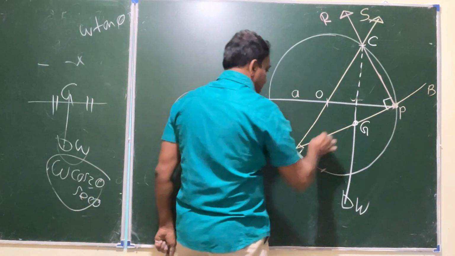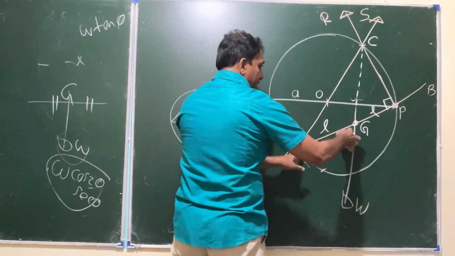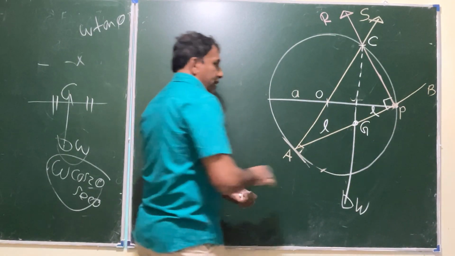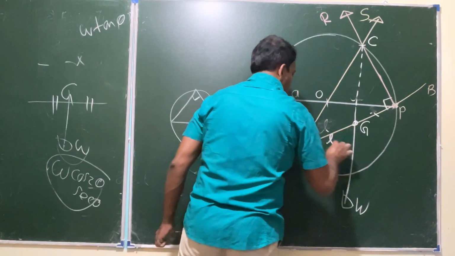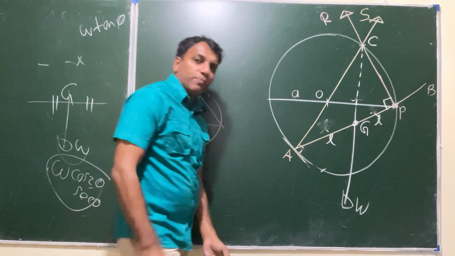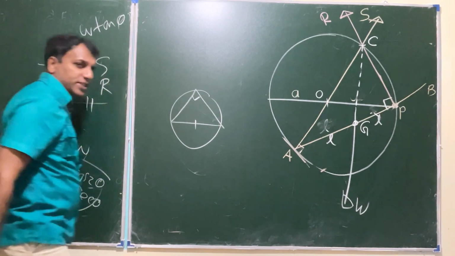Okay, so this is AG equal to L because the rod is uniform. AG is L, GB also L, right? Okay, now we go to the calculation problem. So what is the question? What is S? What is R? Very interesting problem.